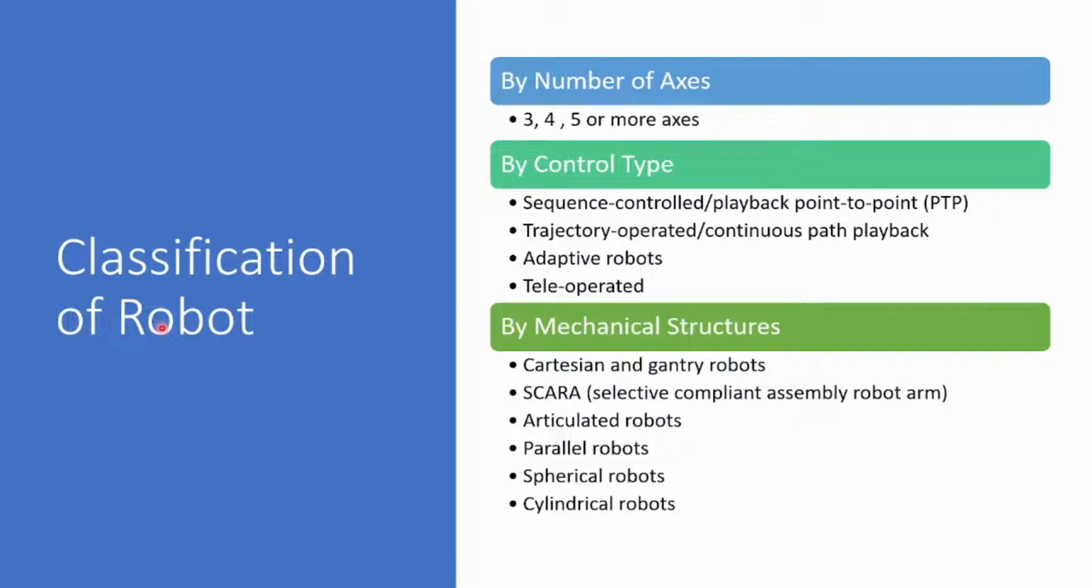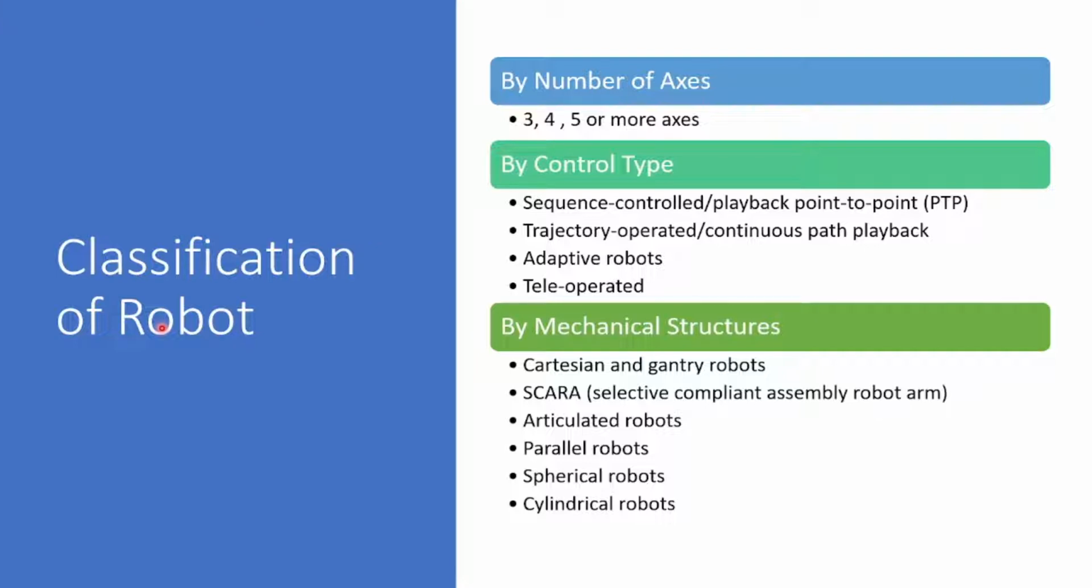We can classify it in various types, right? So like number of axes, by the control type, or a mechanical structure. Our main aim cannot be the axis, because 3, 4, 5, 8, 9, 10, 11 axes can be in any robot, which doesn't matter to us. Control type is one of the main types: playback, point to point, or trajectory operated, or adaptive robots, or steady operated robot. We will definitely discuss about the adaptive robot and steady operated in some days. So just leave it at this moment.